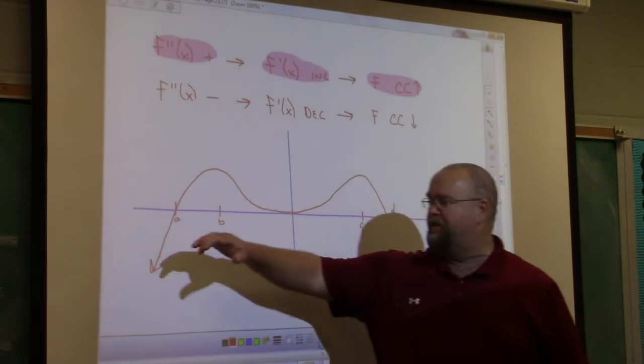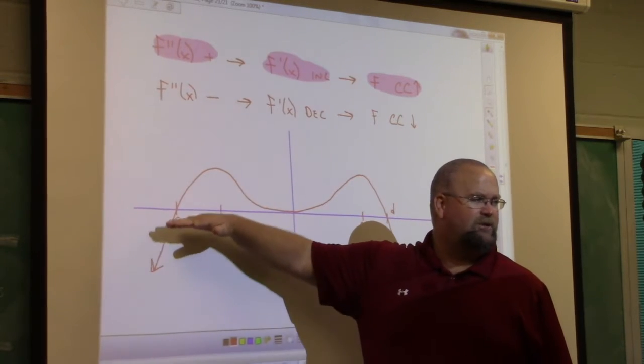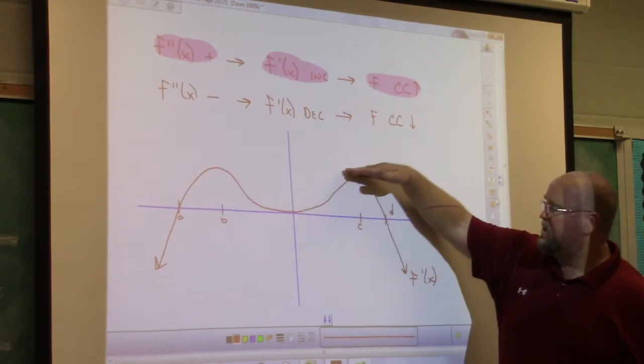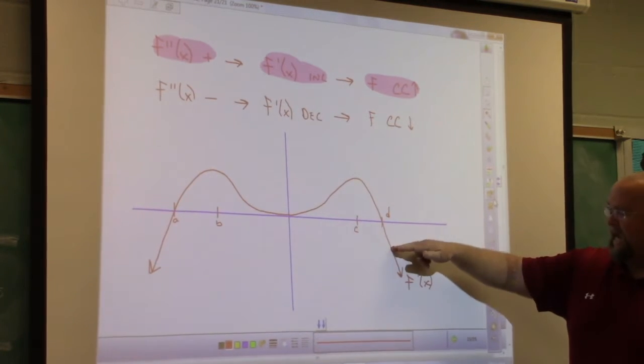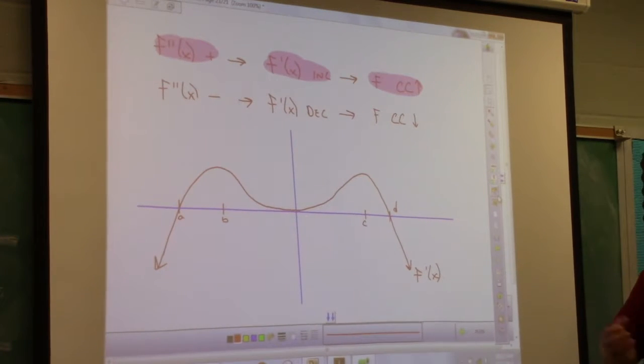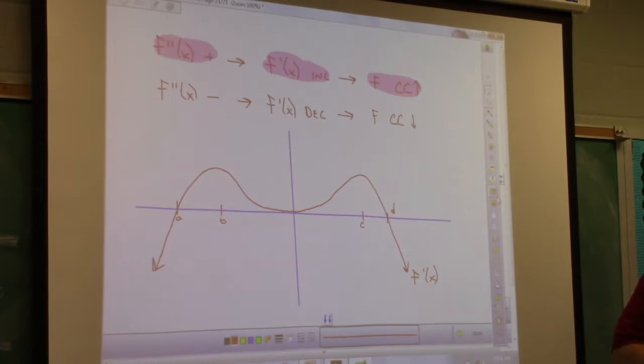At A, we're changing from negative values to positive values. So that's going to be a relative minimum at A, right? Where are we changing from positive to negative? At D. So at D, we would have a relative maximum. At A, we would have a relative minimum. Do you all understand that?